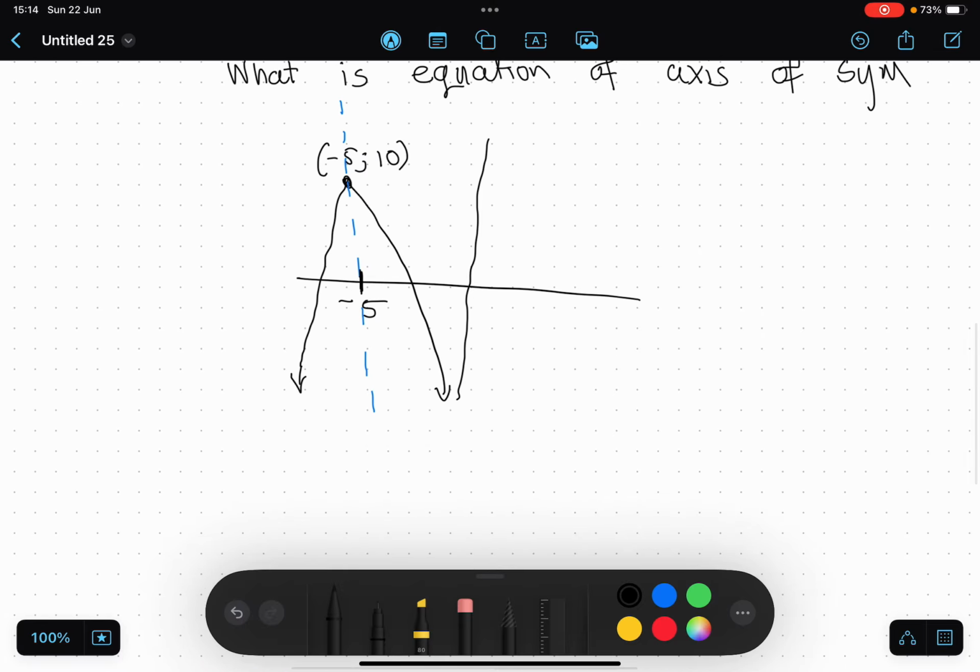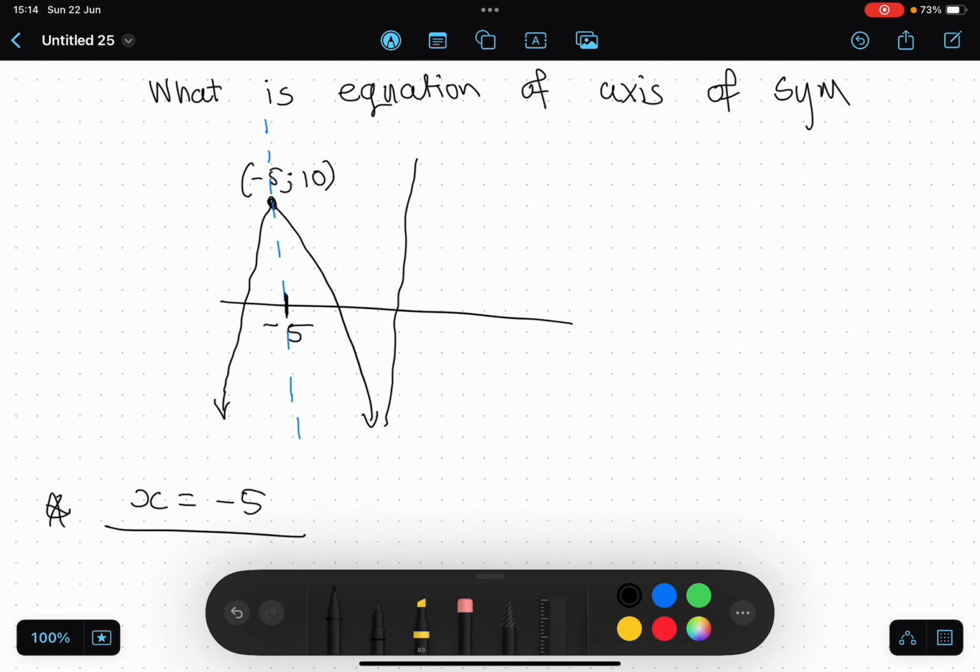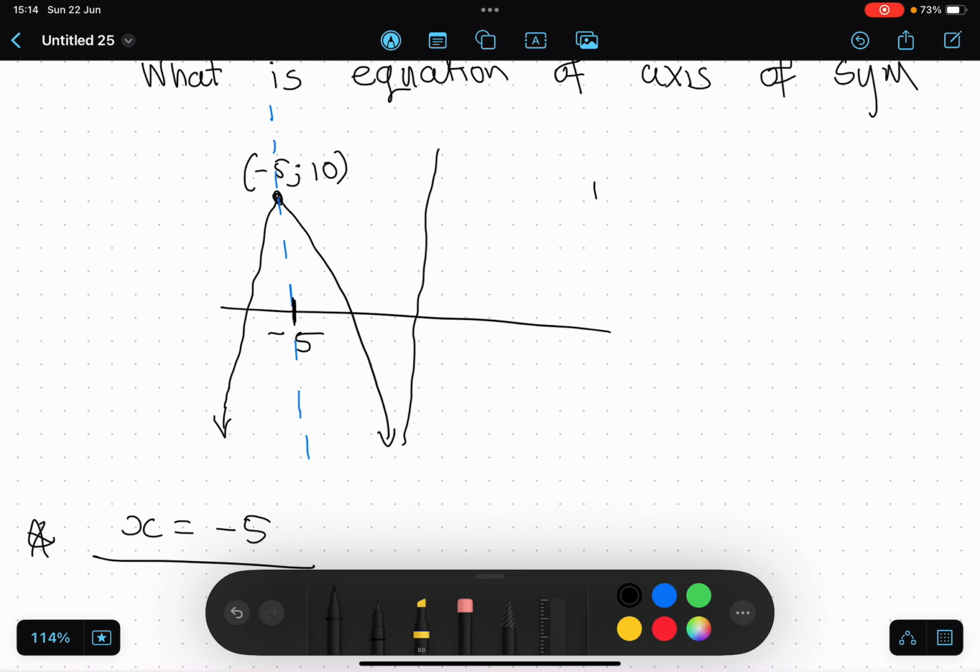When we are trying to find an equation of a vertical line, remember it goes through the x-axis at -5. So that means the equation of symmetry here will be the line x = -5, because it's a vertical line going through the point -5 on the x-axis. Okay, so that is just the equation of symmetry. Remember, parabolas are always symmetrical about their turning point. That is number one.